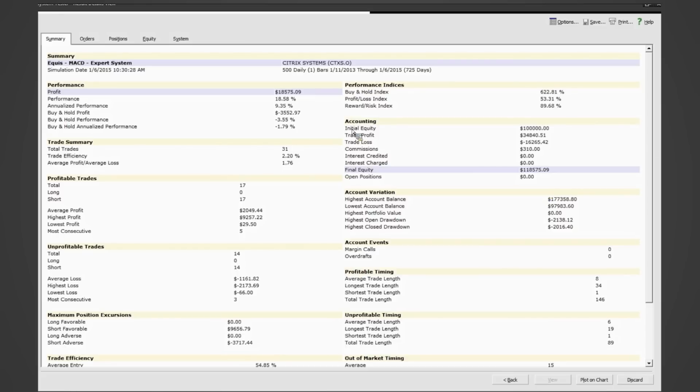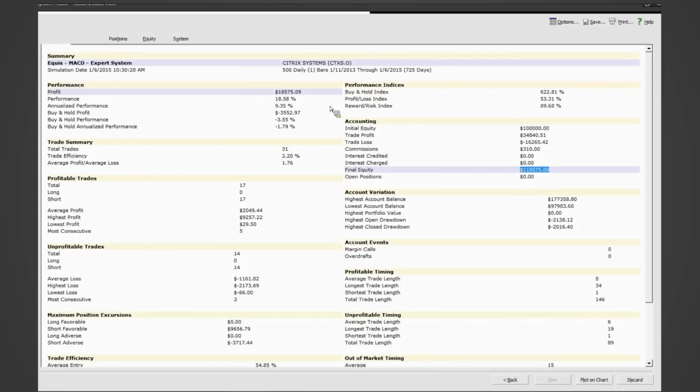Okay, over here, accounting initial equity was 100,000. So trading profit was about 35,000, trade loss about 16,000. We paid about $310 in commission over that time. So my final equity was 118,000 over that period. Now, again, this is a historical view of it, but if I understand that it worked well over time, I can trade moving forward. Okay, so if that doesn't make sense, please let me know.